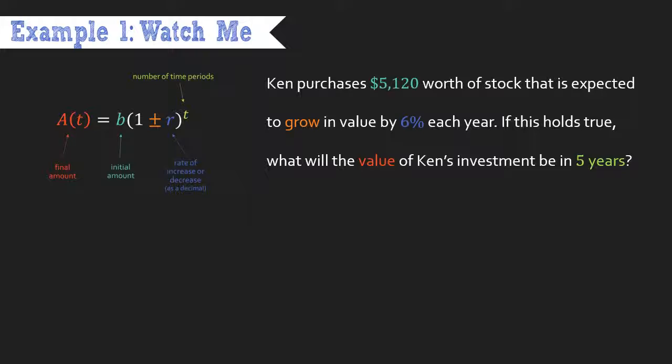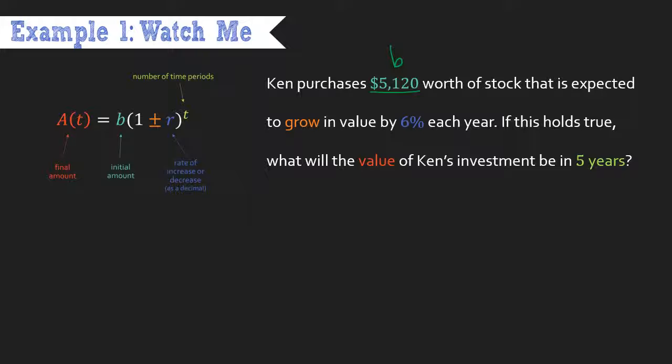Let's look at our example here. I've recopied our formula over here on the left so we can use it. My problem says that Ken purchases $5,120 worth of stock that is expected to grow in value by 6% each year. If this holds true, what will the value of Ken's investment be in 5 years? We've done some highlighting here. First, we know that Ken purchases $5,120 worth of stock. So this is my beginning value. This is where we start in terms of that purchase price.